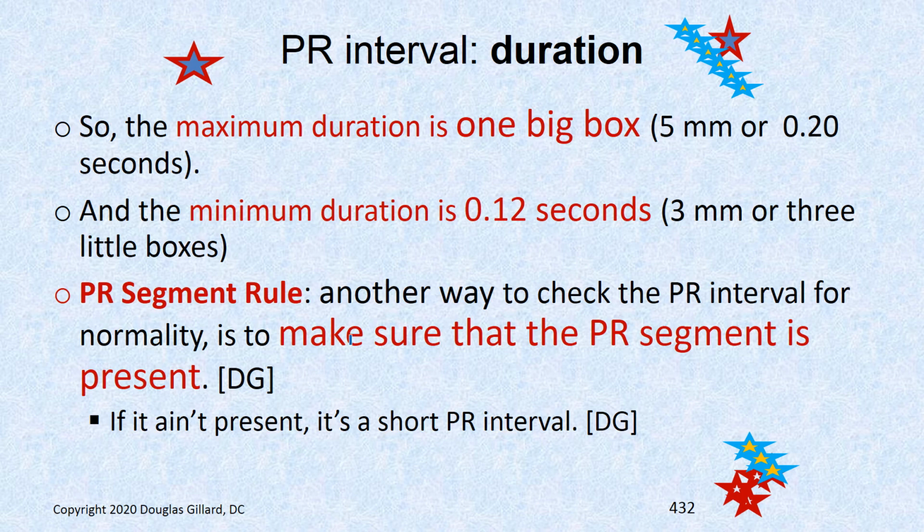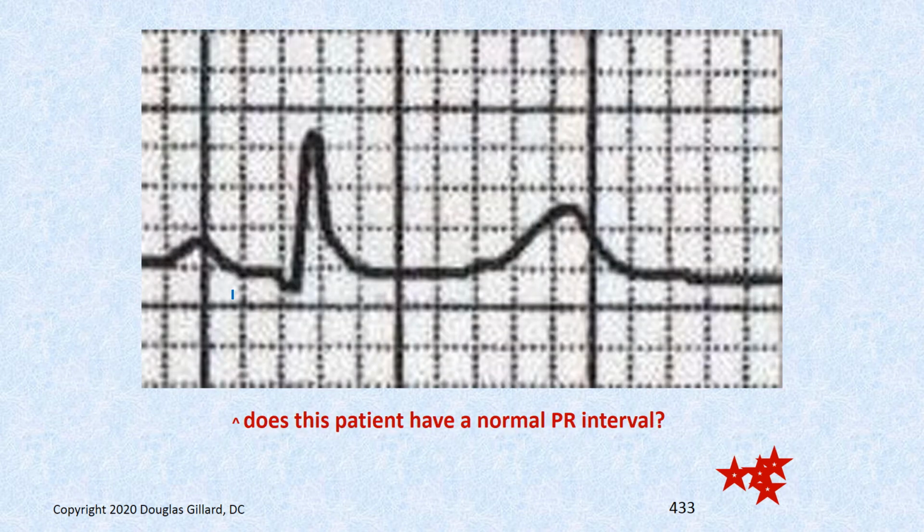But don't forget, because a lot of times these PR intervals are right exactly at 3 millimeters. So another rule is, for a normal PR interval, you have to have a visible PR segment. If you don't, it's a screwed up PR interval, even if it's 3 seconds. So not only do these time restrictions have to apply, but it's got to have a visible PR segment. Got it? Let's do another one.